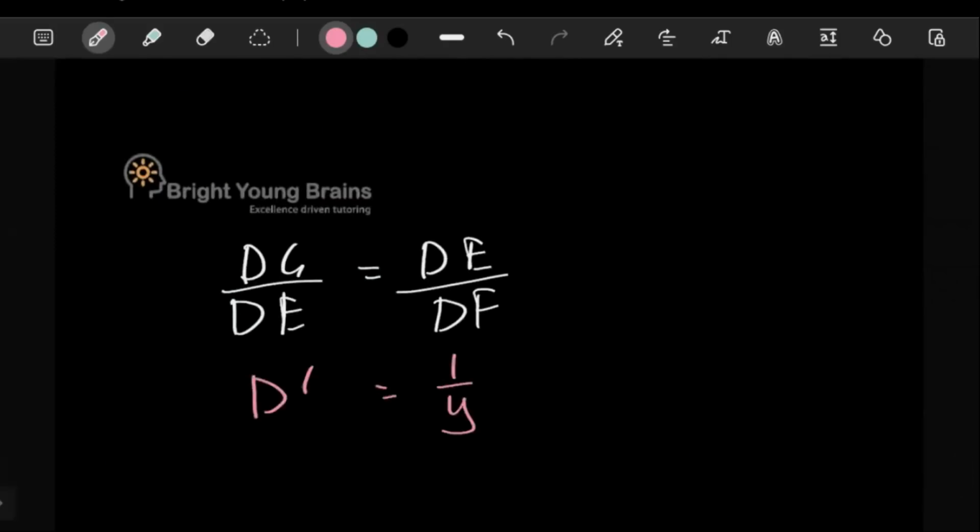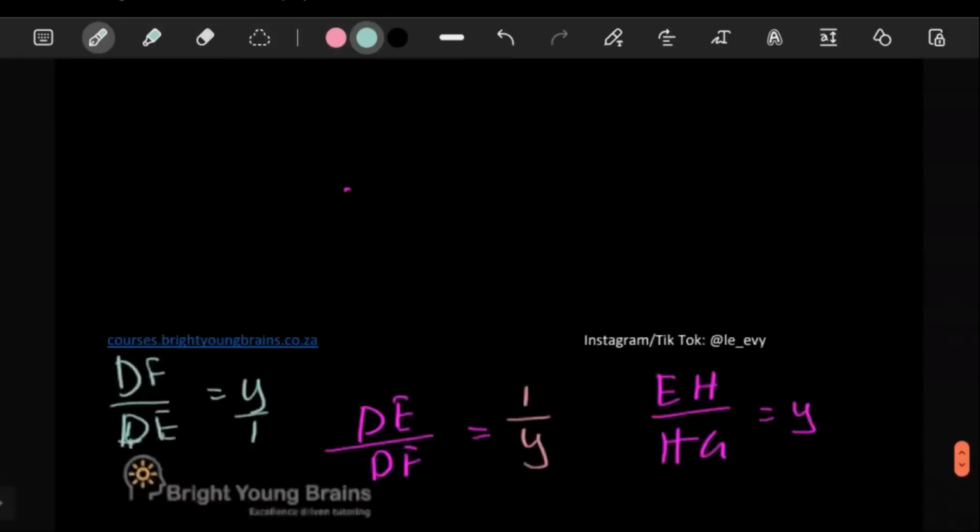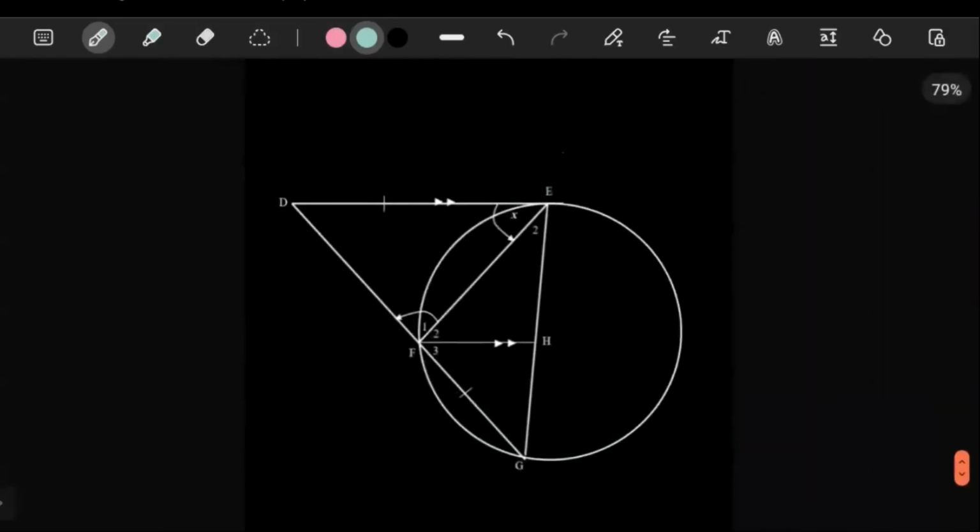This is DG over DE. Now, we want to involve Y in an expression like this one. Let's look at DG and DE. DG is a combination of two sides, two lines. Okay, that is helpful. DE is equal to FG.